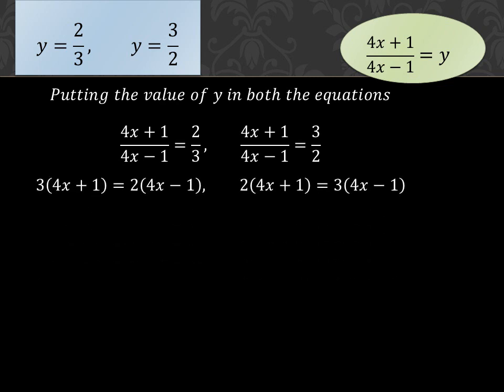After multiplication, we will get the answer, which is 3 into 4 is 12x plus 3 into 1 is 3, 2 into 4 is 8, and 2 into 1 is 2. Multiplying the other side, we also have the answers.